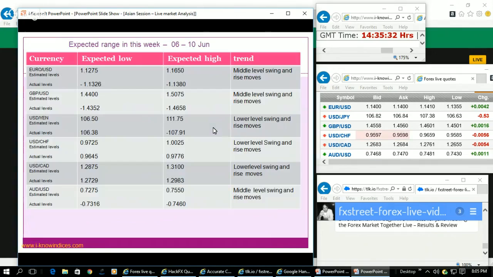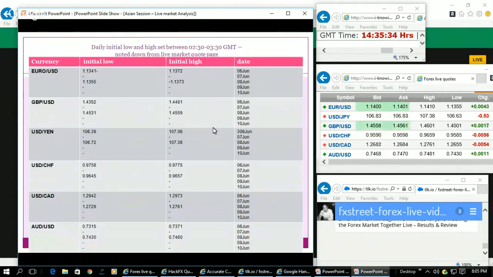And once you identify the type of moves, by noting down every day the initial lows and the highs, you'll be able to really understand where they were on Monday, where they are on Wednesday, and how they are going to be on Friday. On a daily basis, you can note down the initial lows and the highs. Then the overall trend will be shown here.